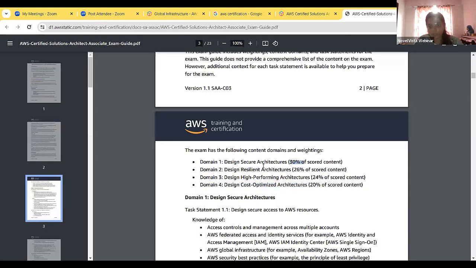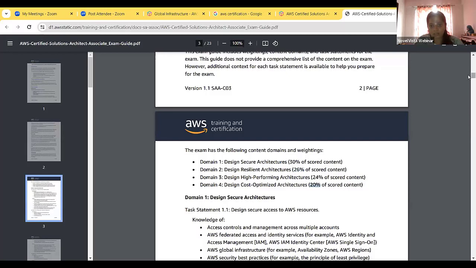This is the weightage of the questions that will come from each domain. The weightage for domain 1 will be 30%, for domain 2 it will be 26%, for the third domain 24%, and for the last one 20%.